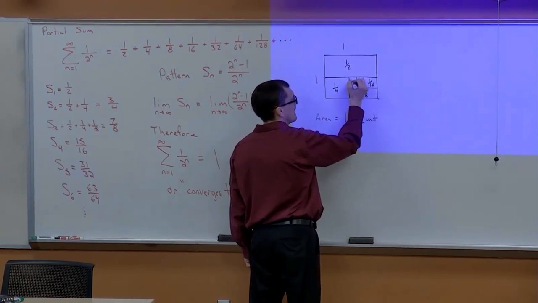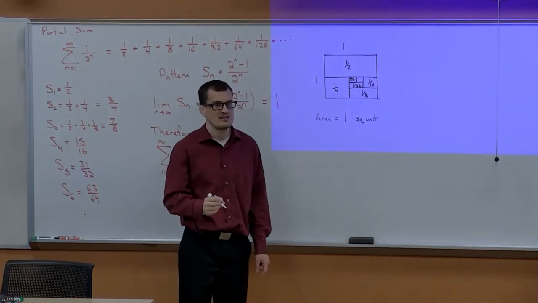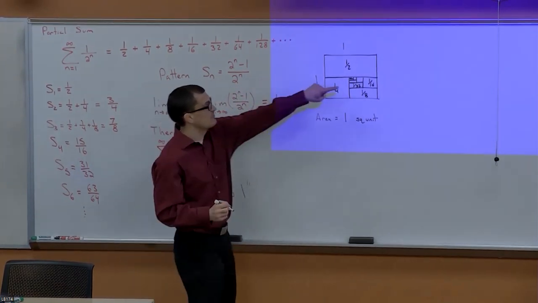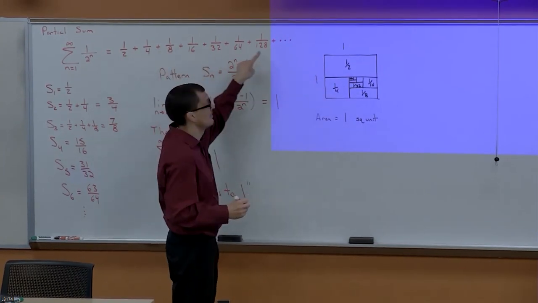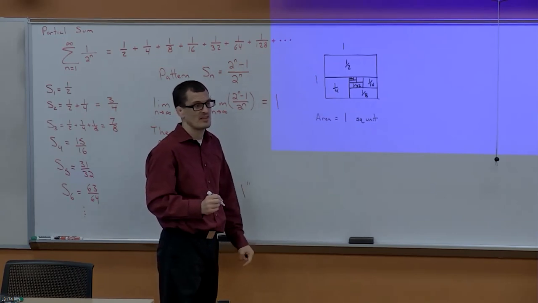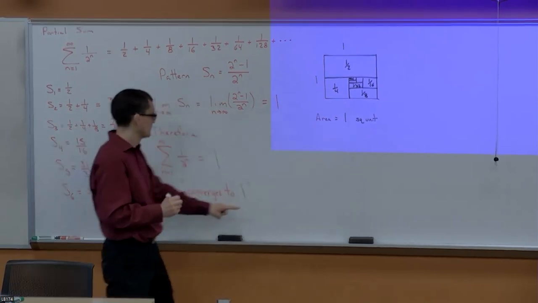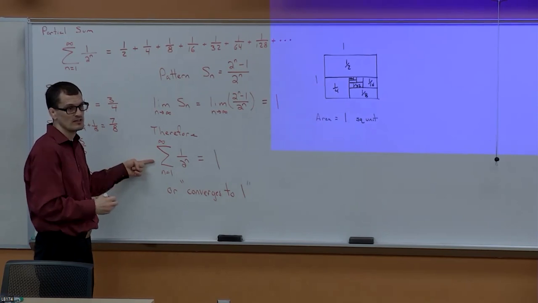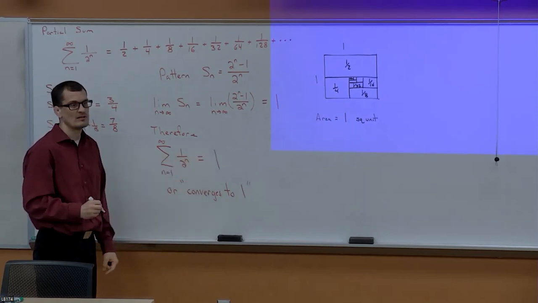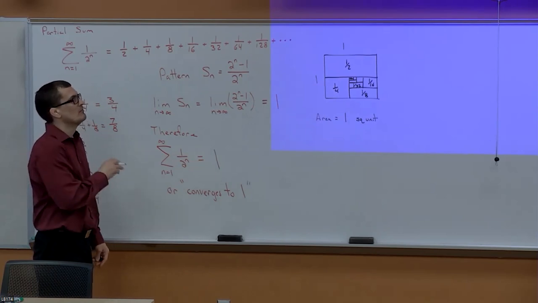And then you can see you could infinitely cut things in half over and over and over again. And the infinite cutting in half is exactly the same as this infinite sum. But the total area is one, which shows that the infinite sum, where we just continually cut things in half, gives me a one.